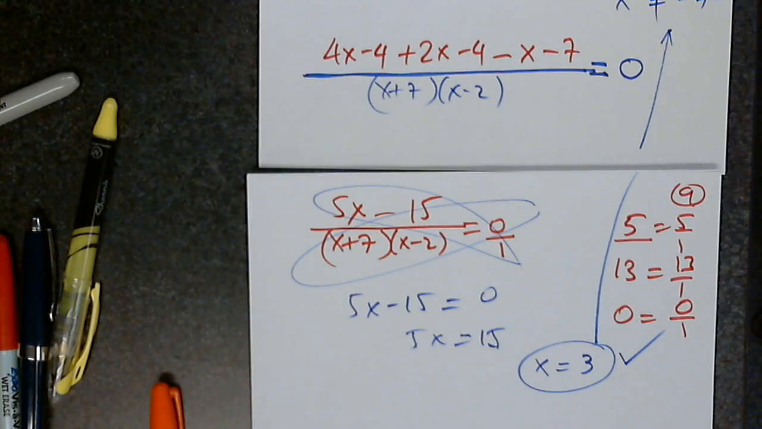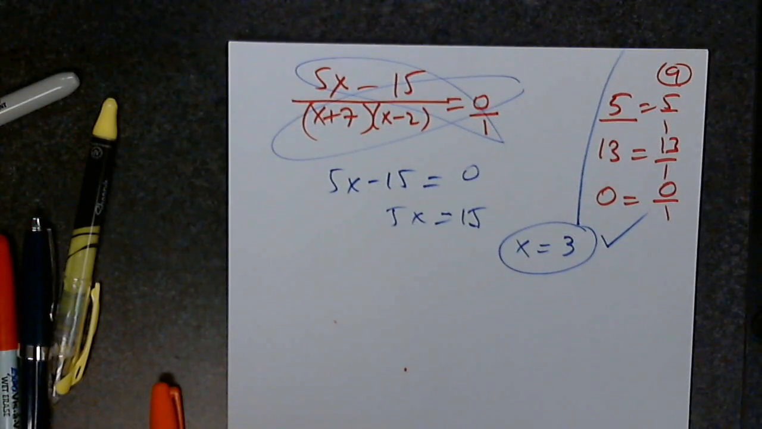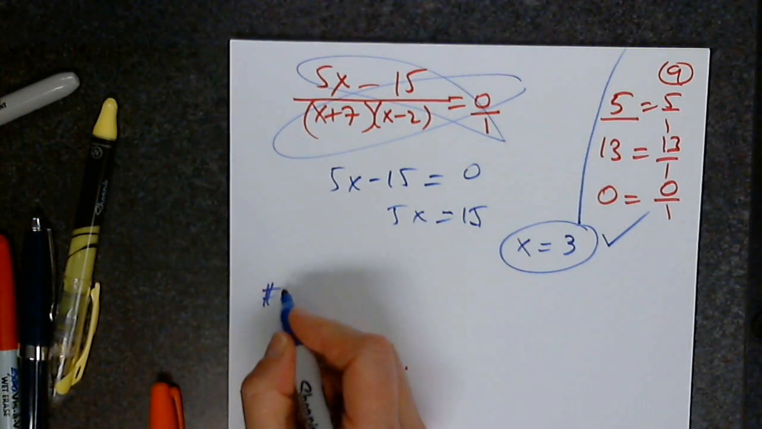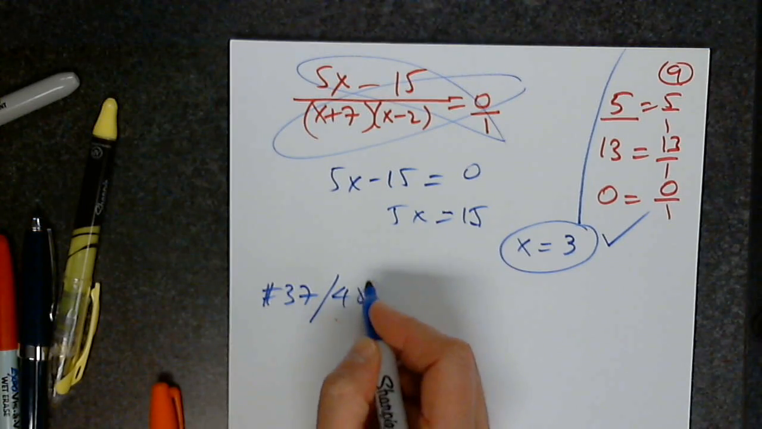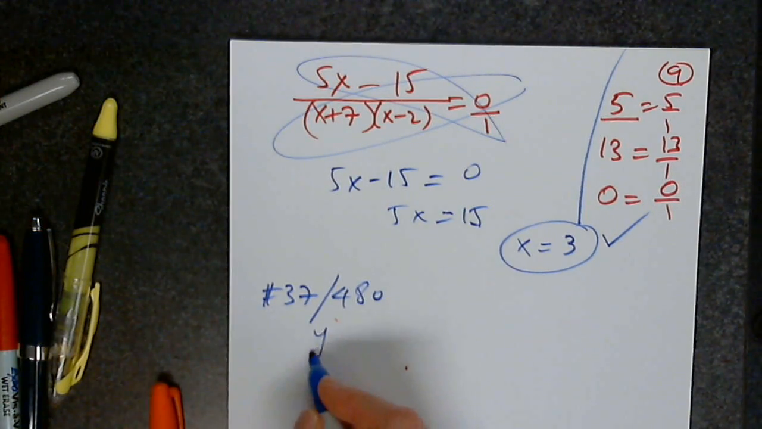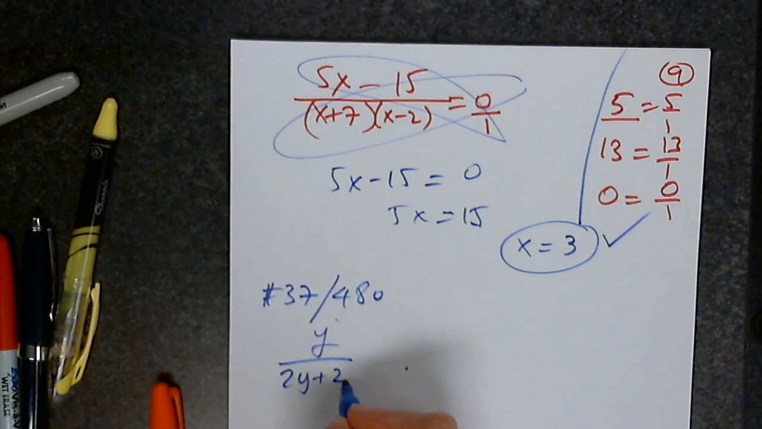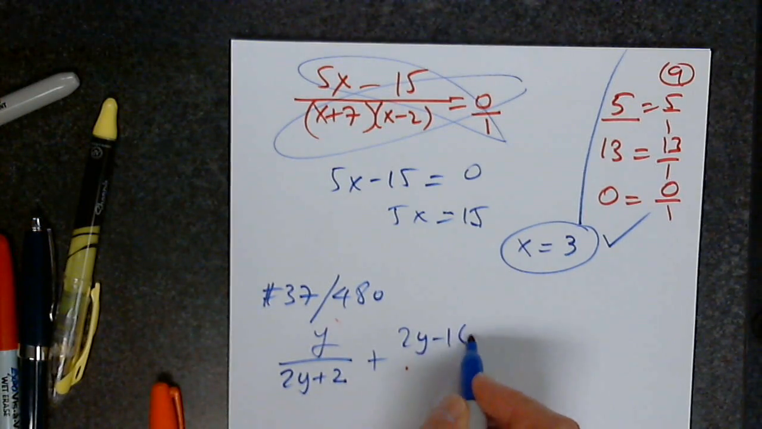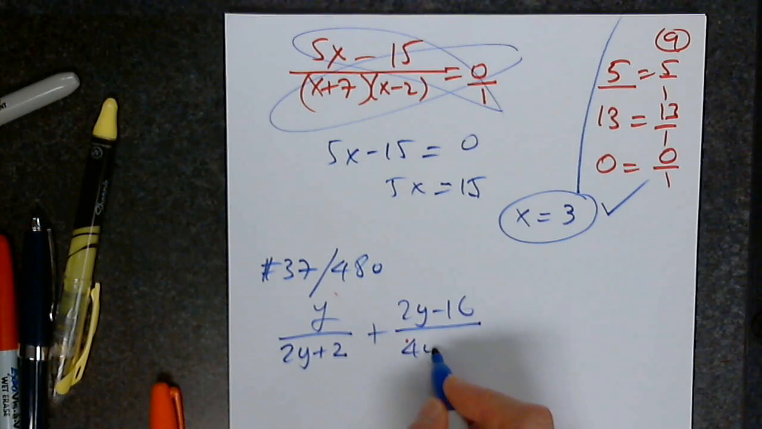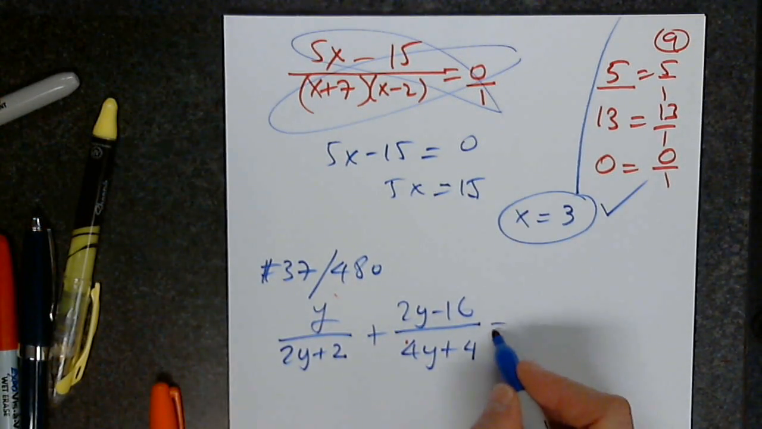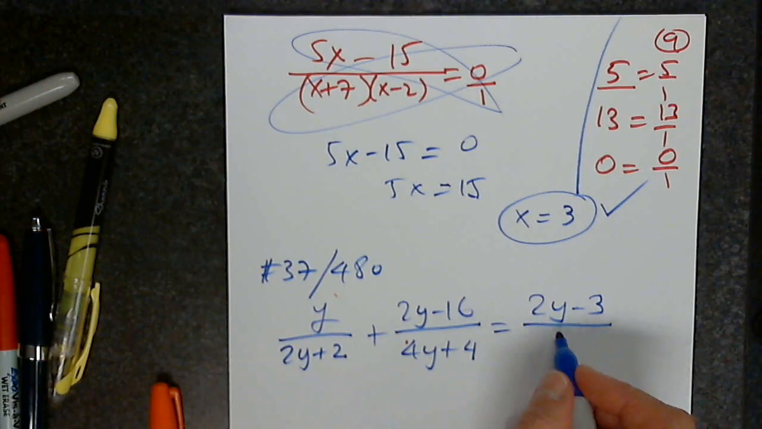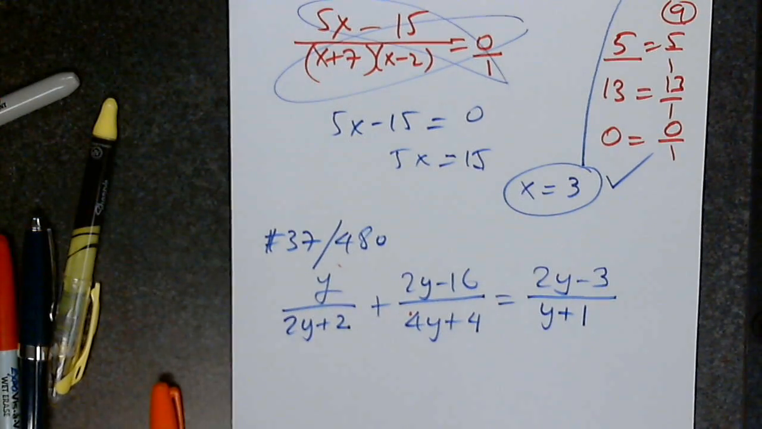Any questions? Okay, 37. 37 is for you. On 480. Y over 2y plus 2 plus 2y minus 16 over 4y plus 4 equals 2y minus 3 over y plus 1. 3 minutes.